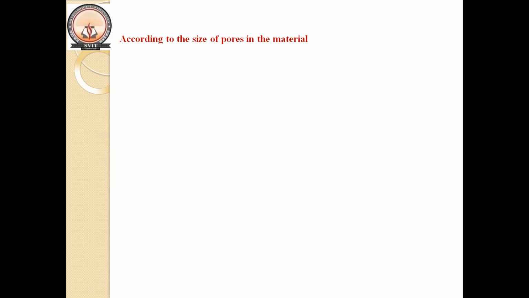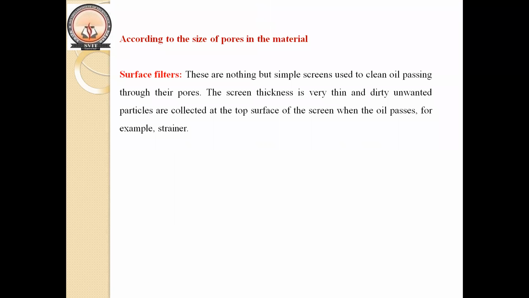The second classification is based on size of pores in the material. The first one is the surface filter. Surface filters are used to remove large size particles. These are nothing but simple screens used to clean oil passing through their pores. The screen thickness is very thin and dirty unwanted particles are collected at the top surface of the screen when the oil passes. An example of a surface filter is a strainer.